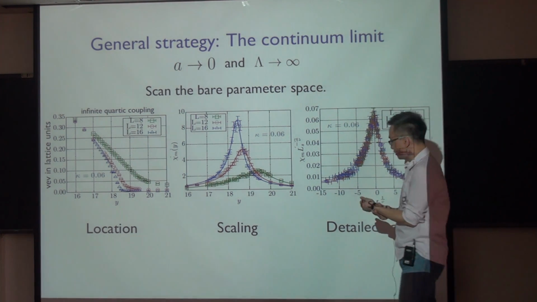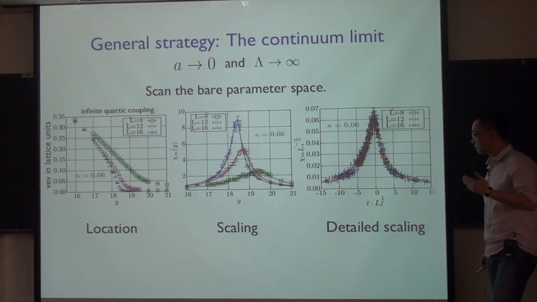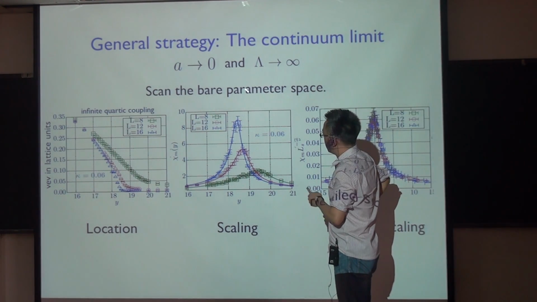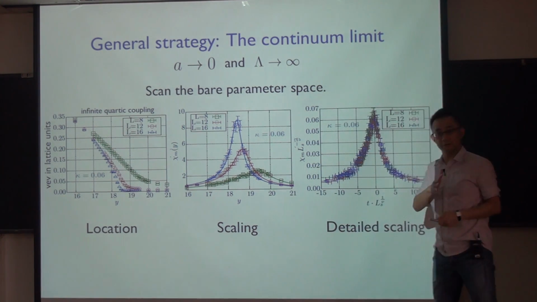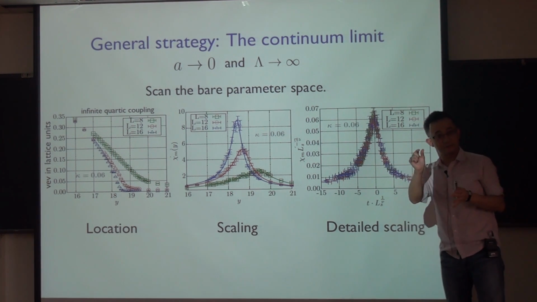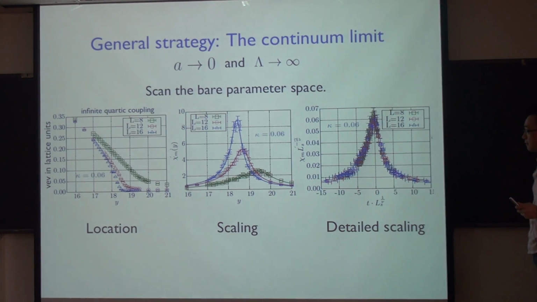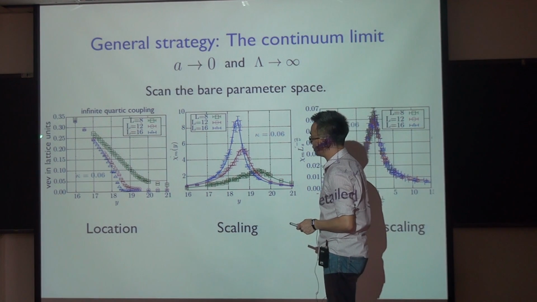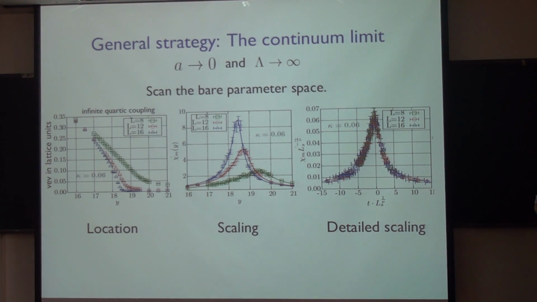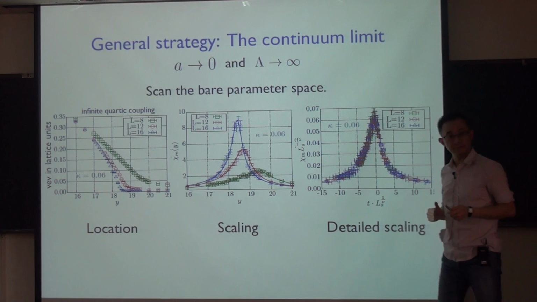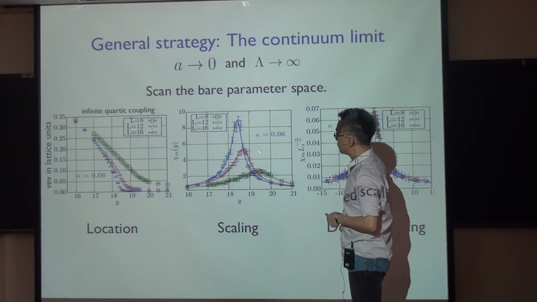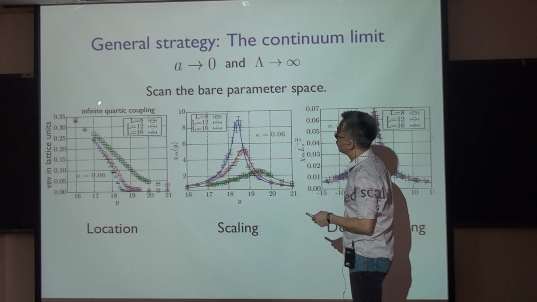Okay, so let me just then show you quickly in plots the story I told you. This is typically what happens when you try to scan your bare parameter space and look for the corners where the lattice spacing is very small compared to the long distance physics. So in this theory, we can actually use the scalar vacuum expectation value, because we know that the scalar vacuum expectation value is a good order parameter to characterize your phase transitions in this system. And the plots I'm showing you were actually prepared at infinite bare quartic coupling.